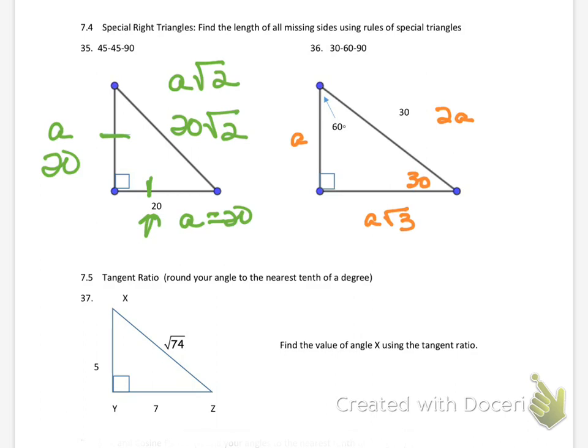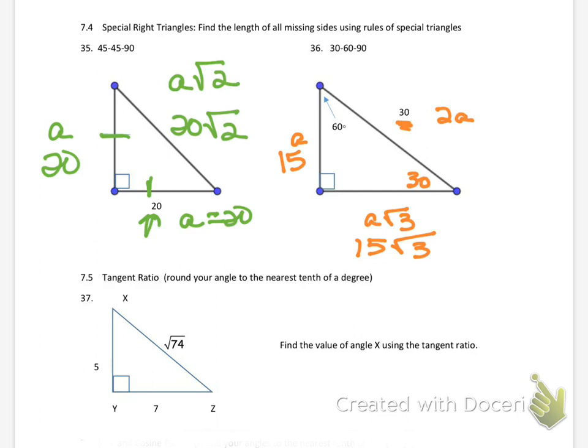So let's see what they gave us. They gave us the 2A side, which is 30. So if 30 is 2A, then A must be half of that, or 15. So this side is 15, and then the side opposite the 60 degree has to be 15 root 3. So that's special triangle relationships.